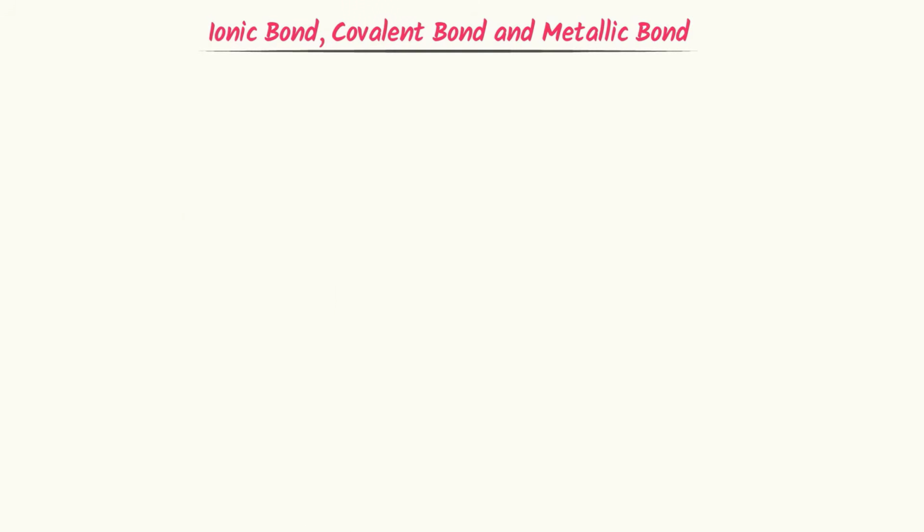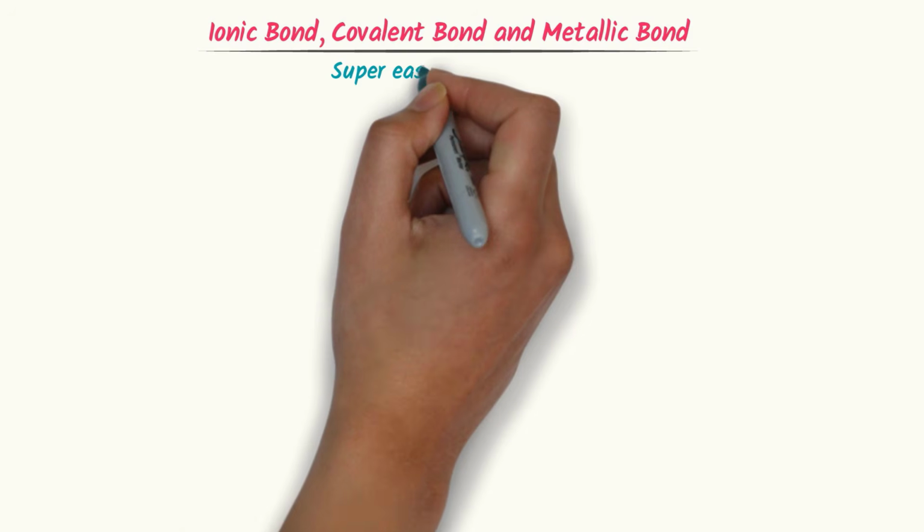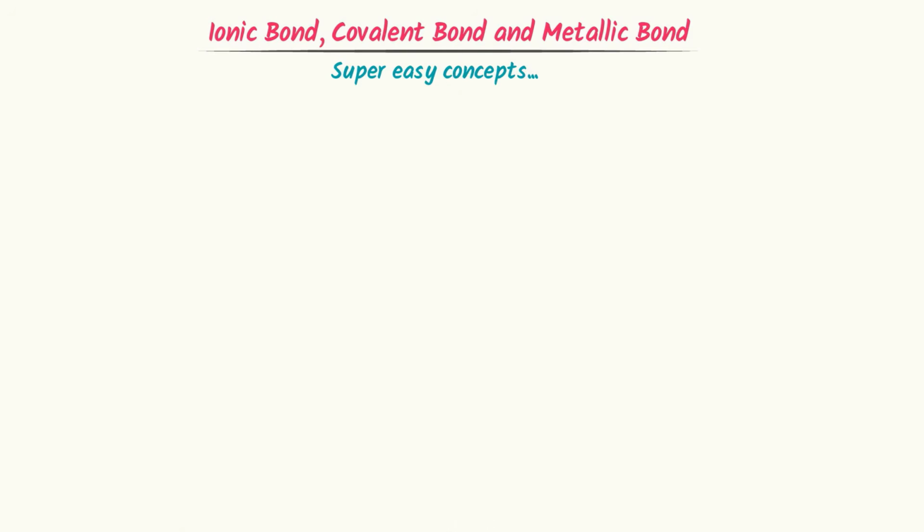Ionic bond, covalent bond, and molecular bond. I will teach you all these three chemical bonds in a super easy way. First of all, we will understand ionic bond.